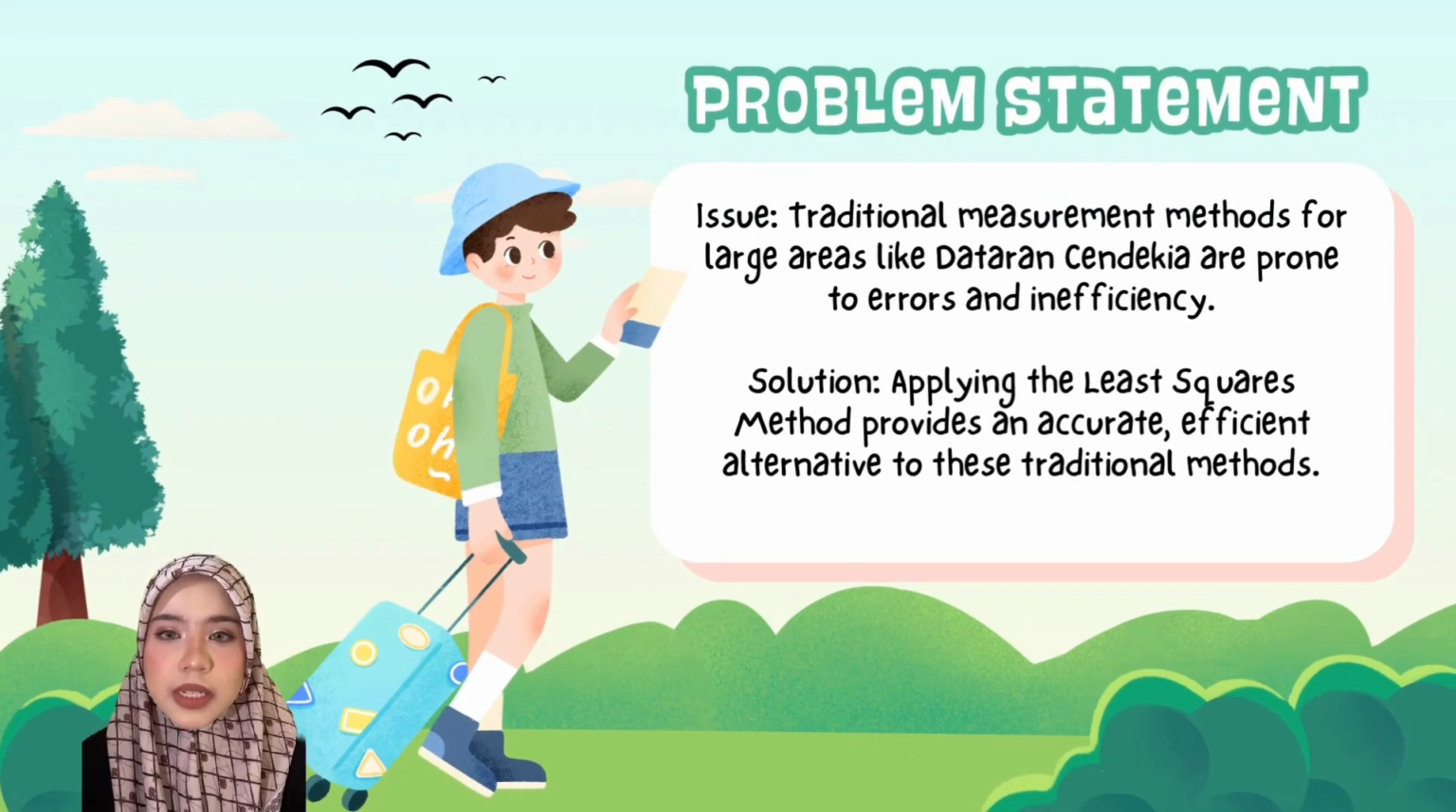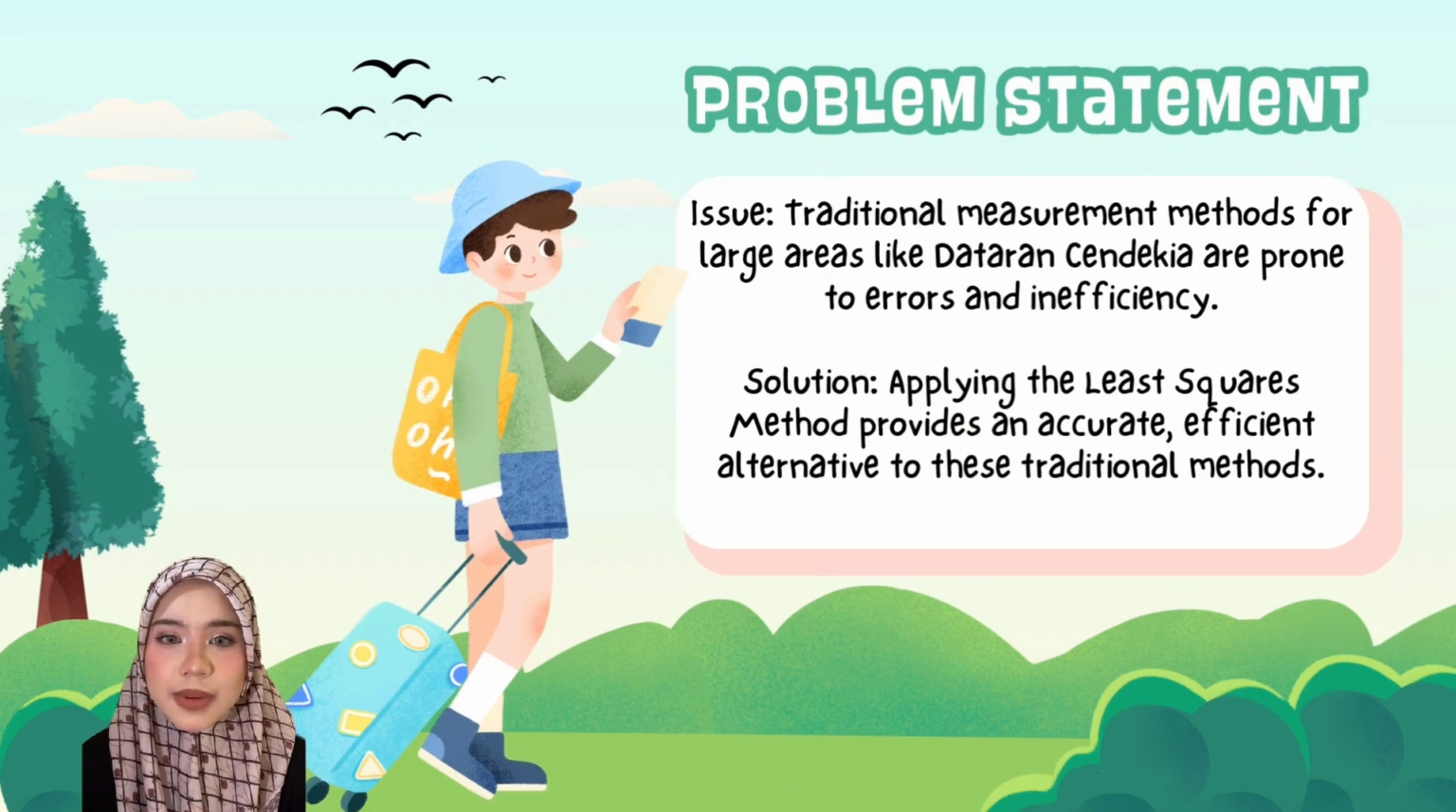So for the problem statement, traditional measurement methods for large spaces like dataran cendekia are prone to errors and inefficiencies. These methods are often time-consuming and inaccurate, especially when measuring irregularly shaped areas. To address this issue, we propose using the least square method as a more reliable alternative for such measurement.